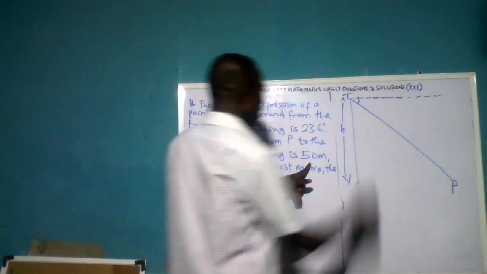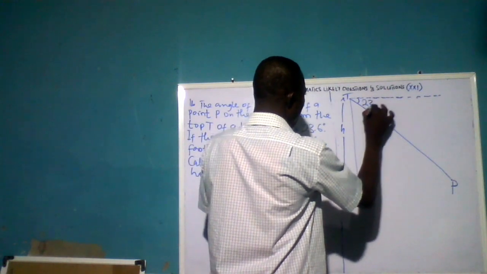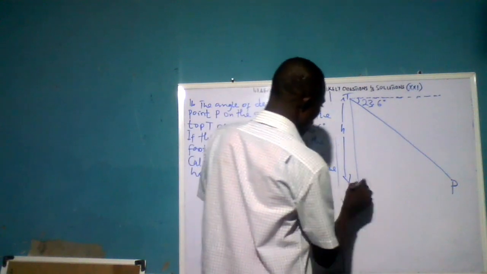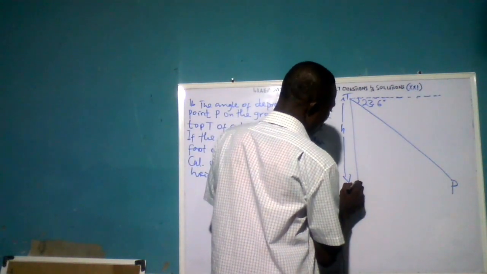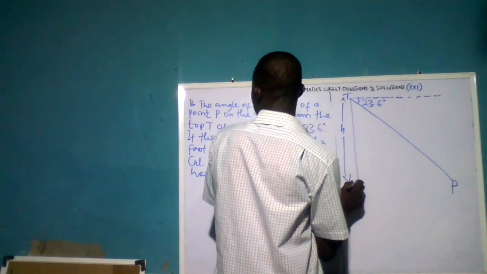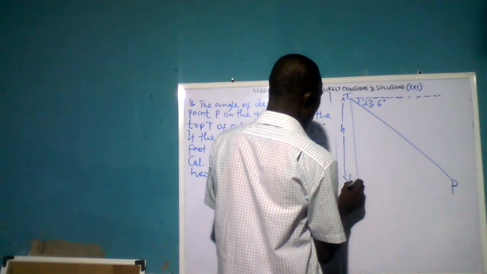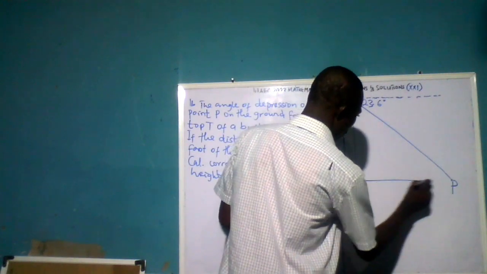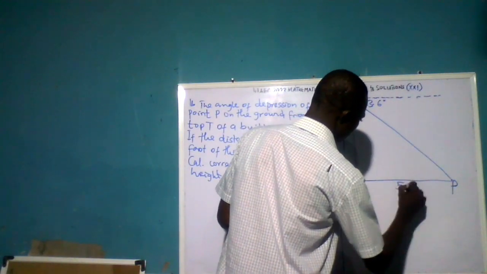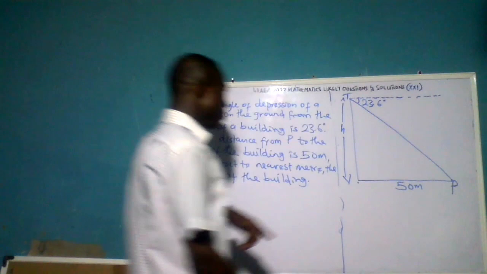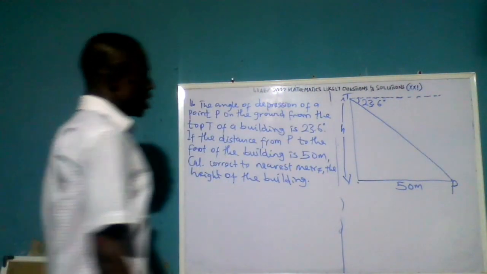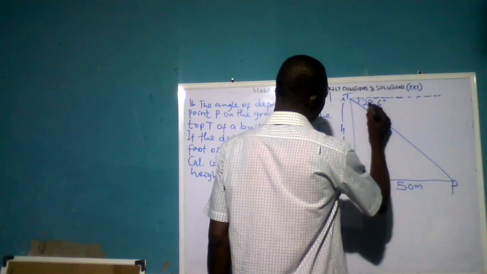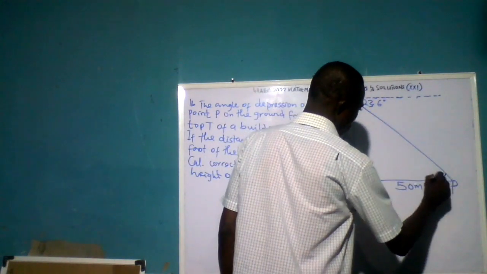Okay, and this angle is given to be 23.6 degrees. And we are told that the distance between the foot of the building and point P is given to be 50 meters. Now, by the reason of alternating angles, you know that this angle is equal to this angle.